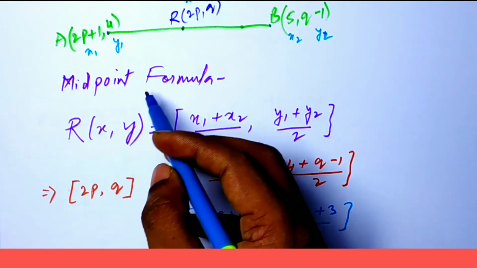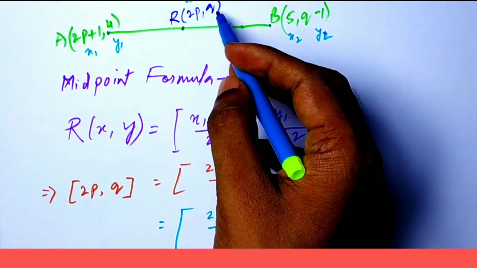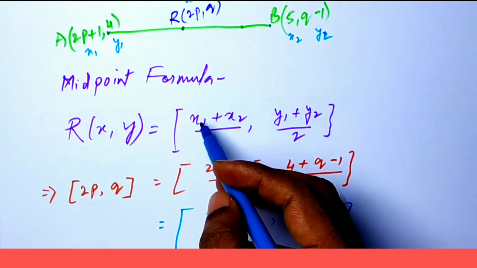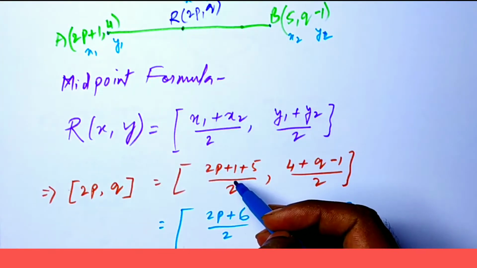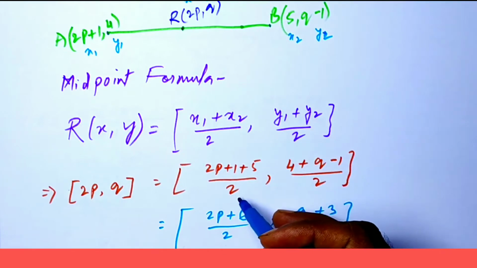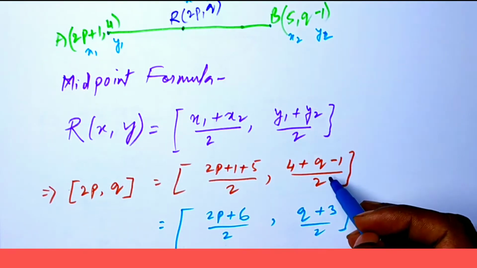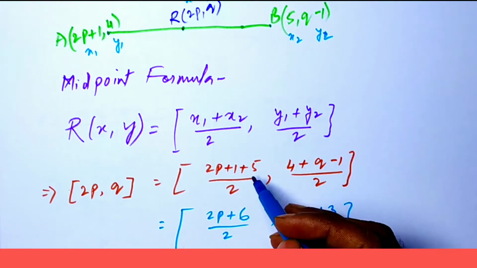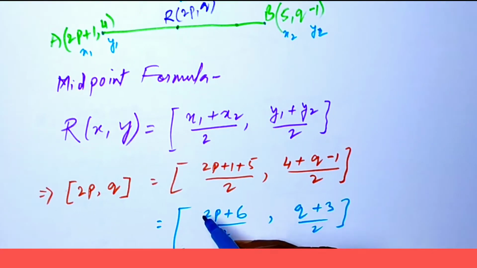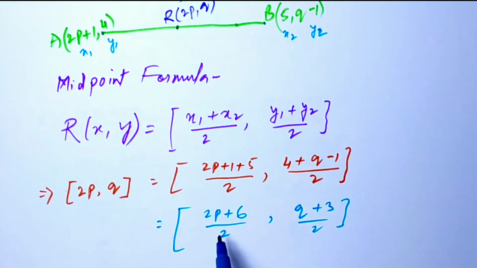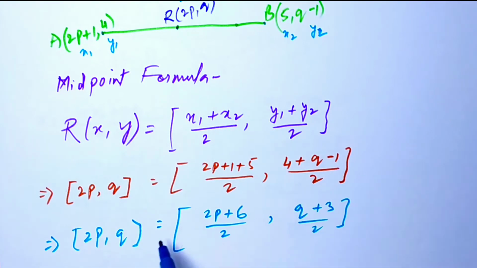So our (x, y) is (2p, q). So x1 is (2p + 1 + 5) by 2. y1 is (4 + q - 1) by 2. So we add it. We can take common and cancel. Instead of that, we will just compare it. We shall compare both sides here and say that left hand side must be equal to right hand side.